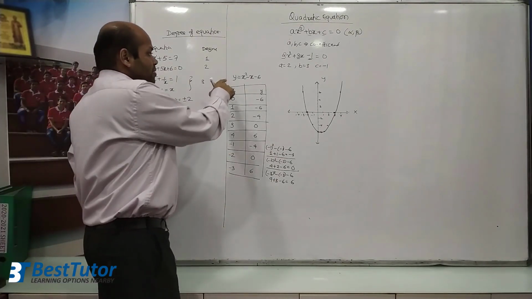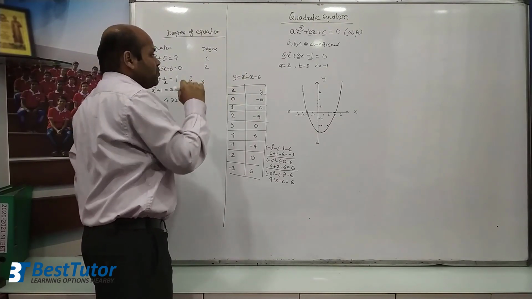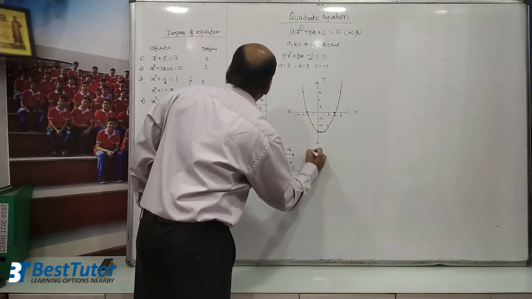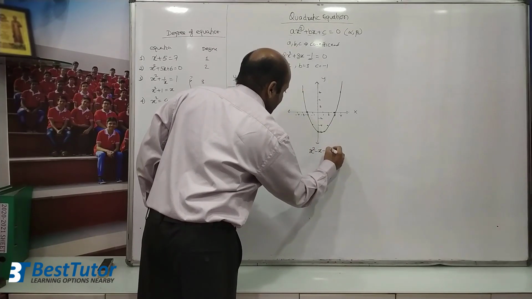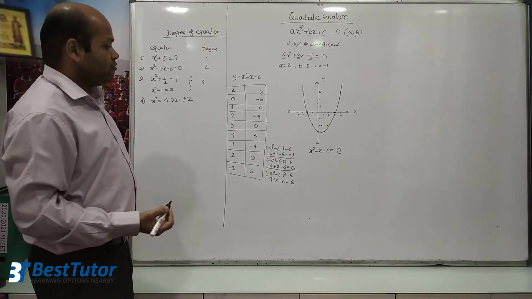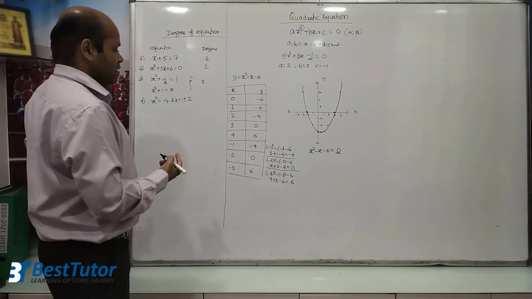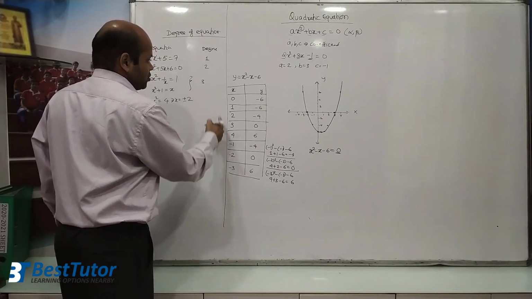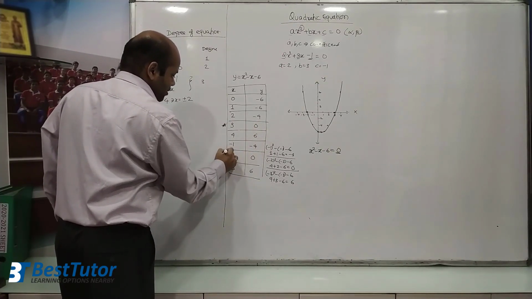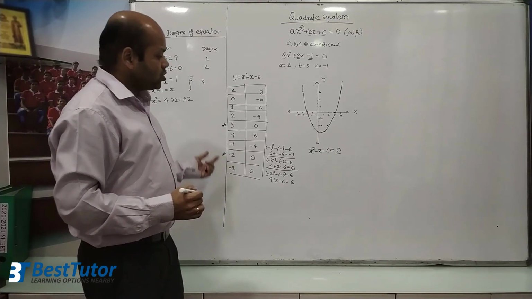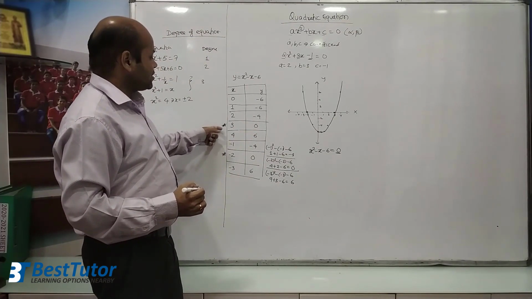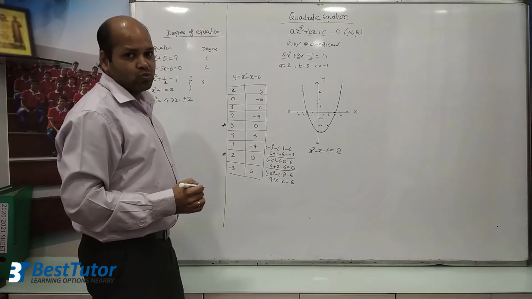Now, this is something where I have taken y is equal to this. What happens when I put y equal to 0? I make it in the equation as x squared minus x minus 6 equal to 0. I fix the value of y as 0. When is y equal to 0? We got y equal to 0 when x was 3, when x was minus 2. These are the roots of the quadratic equation.